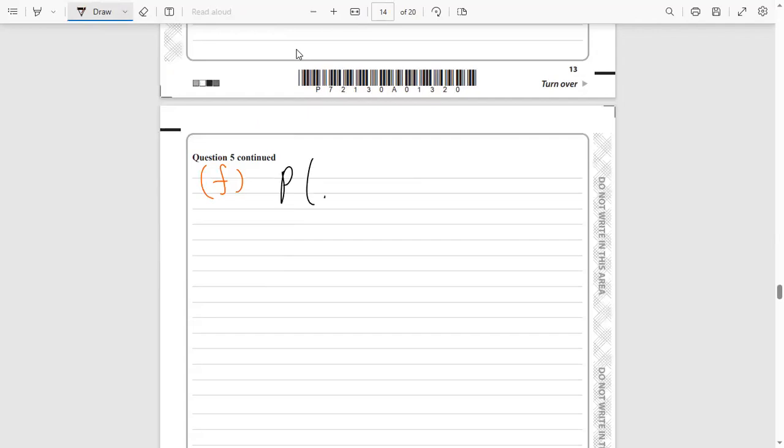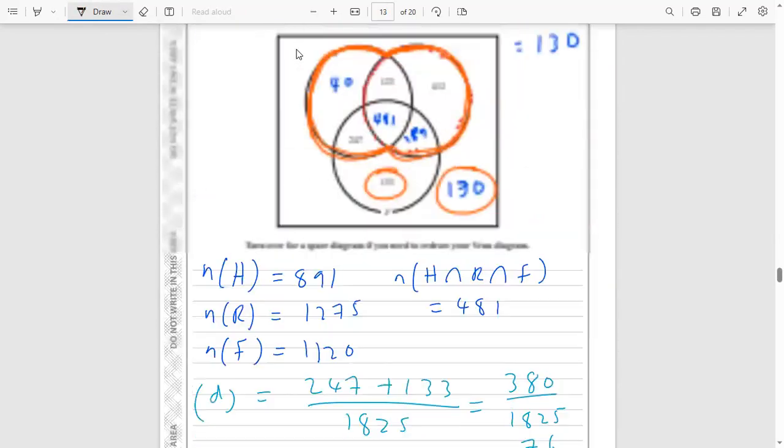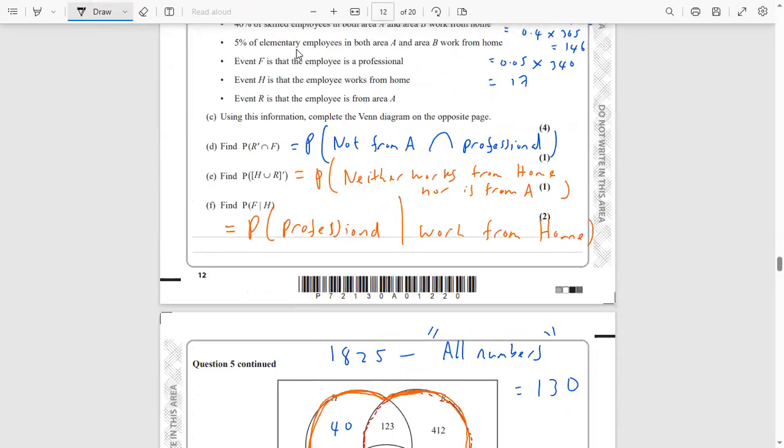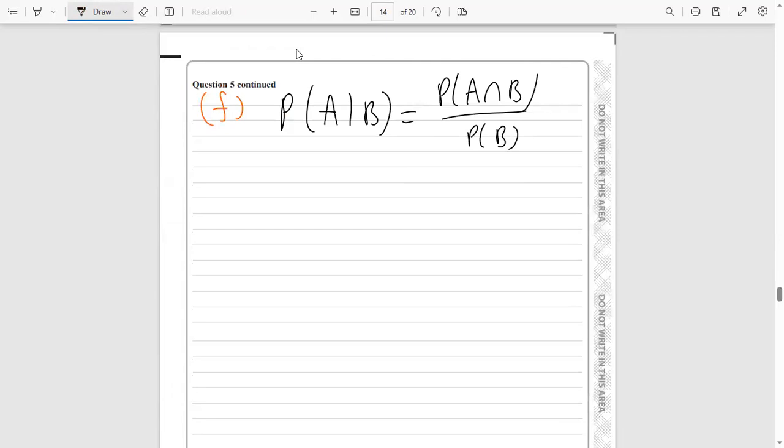So remember our conditional probability formula. The probability of A given B is equal to the probability of A and B divided by the probability of B. So that was our formula. With this question, we want to find the probability that someone is professional given that they work from home. I'll just say prof for professional.